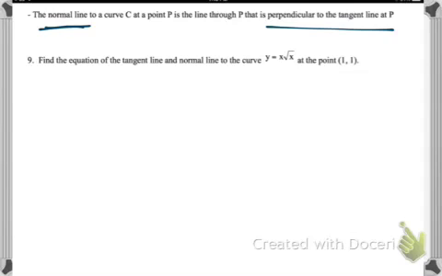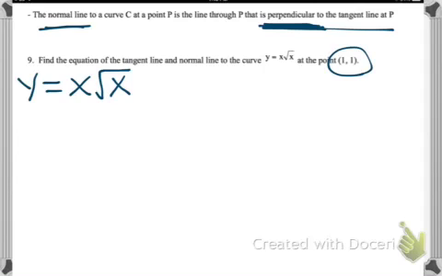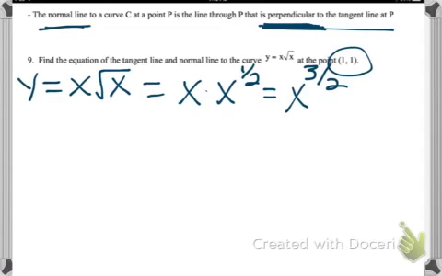So you still would find the slope of the tangent line, and then you remember, hopefully, that perpendicular lines have opposite reciprocal slopes. Okay, so number 9, find the equation of the tangent line and normal line of my function y equals x root x, and my point is (1, 1). So first thing I want to do is write x root x as a power. So this is the same thing as x times x to the 1/2, which is the same thing as what? X to the 3/2. If you add the exponents, 1 plus 1/2 is 3/2.